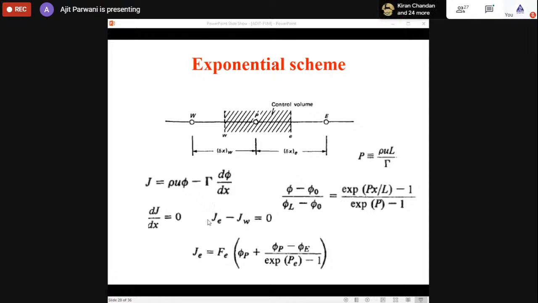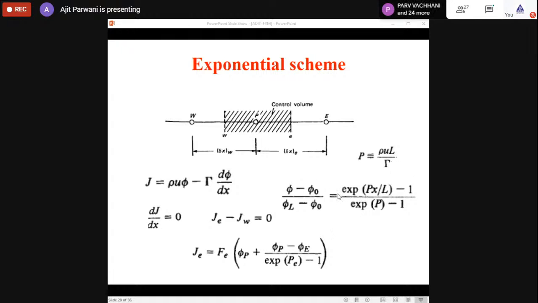So now I have only one variable, and in order to evaluate the j at this surface, I have only one profile assumption, which is the exponential profile assumption, and that profile assumption comes from this exact solution, where this is the Peclet number. Peclet number is equal to F by D. What is F? F is equal to rho u, and D is equal to gamma by L.